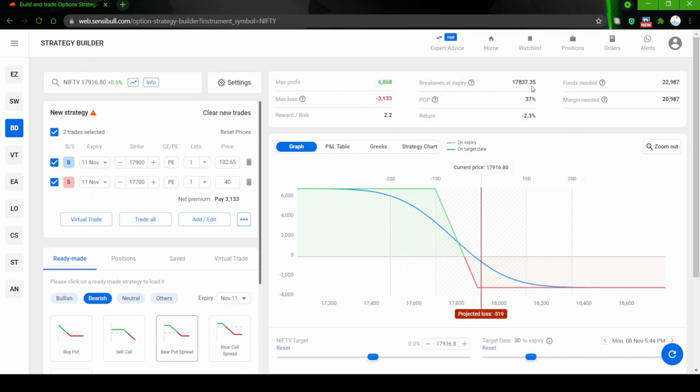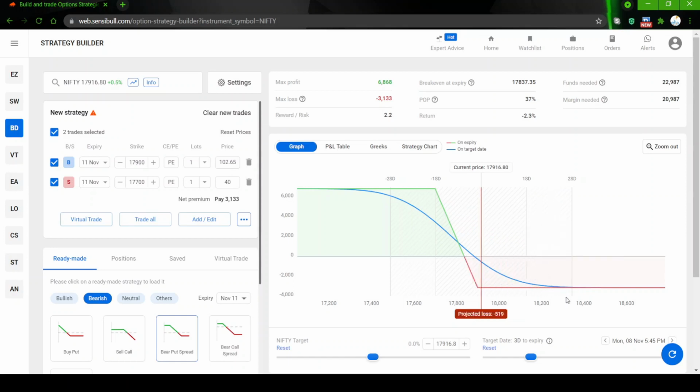So the break even at expiry is 17,837.35. Here we pay this money, and our break even is this. Since we have a bearish view and the market is a little higher, at 17,900, it needs to go down by another 60-70 points for us to start making money.